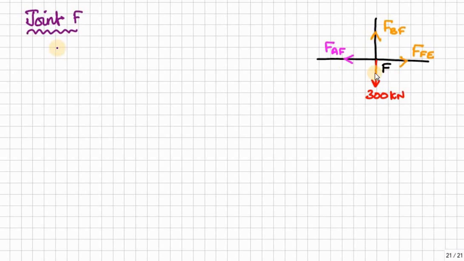There is no inclined force, therefore you can directly get the force by simply applying sigma V is equal to 0. Sigma H is equal to 0, you can get that. Either equilibrium equation you can use first, because in each direction we have one unknown. In the vertical direction we have 300 kilonewton, in the horizontal direction FFE.